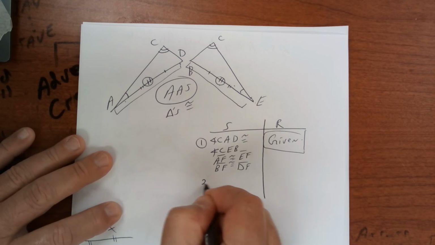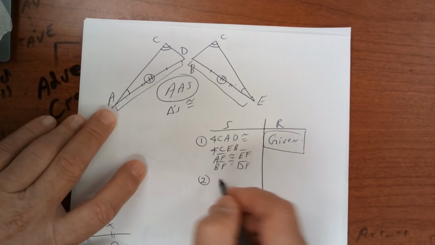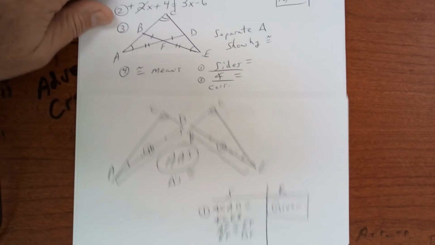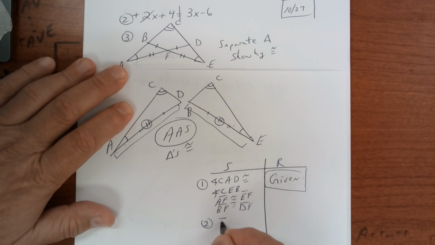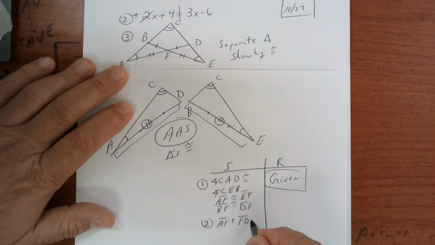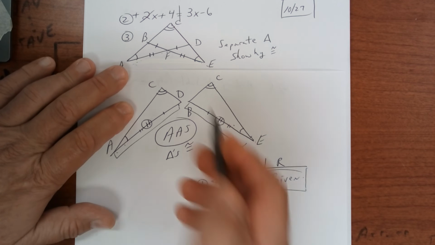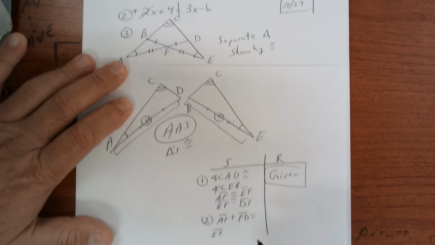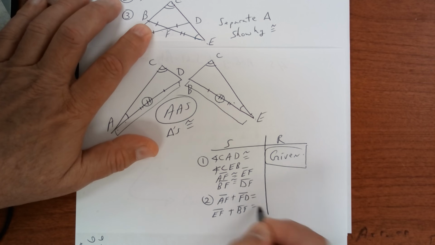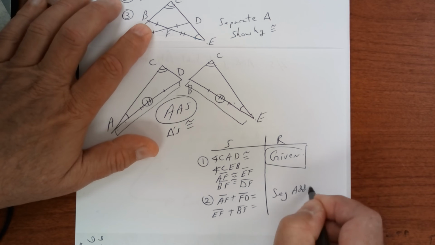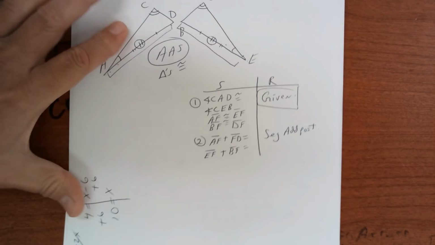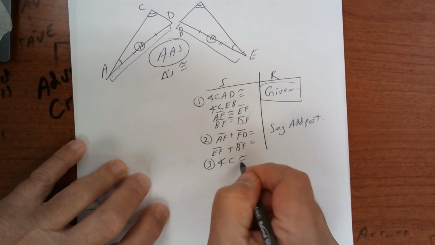Step 2 is anything we can bring to the table. So we're now going to say that AD, and actually what we should do is probably add up these two by segment addition. So watch. We're going to say that segment AF plus segment FD is equal to segment EF and BF. I'm going to move it up a little bit. All right, and we're going to say segment addition postulate. All right, so we added that to it. We're also going to say that angle C is congruent to angle C. So step 3, angle C is congruent to itself by reflexive property.